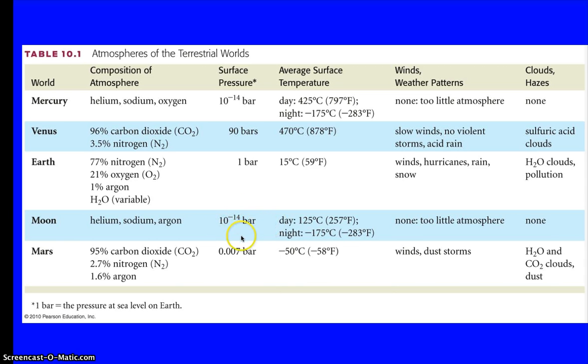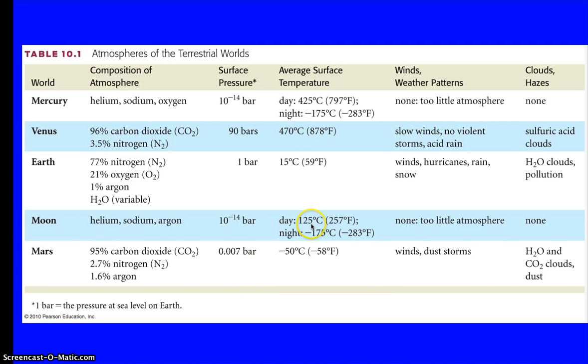Let's just go across with those two objects because they're very similar in that respect. Notice the pressure. Now the pressure is measured in bars. 1 bar is the pressure we feel at sea level on Earth. Notice that on both Mercury and the Moon, it's 10 to the minus 14. It's just really, really small. So what that's really telling us is that the atmospheric pressure on those two objects is basically negligible, which means that they have really almost no atmosphere.